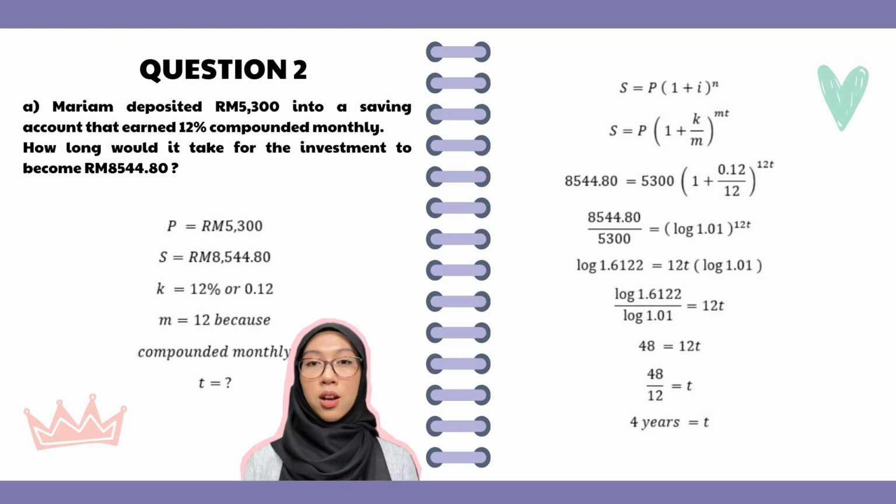Next, we move log 1.01 to the other side to divide with log 1.6122, which equals 12t. We will get 48 = 12t. Now, divide 48 by 12, leaving t alone. Then we will get 4, as in 4 years it takes for the investment to become RM8,544.80.